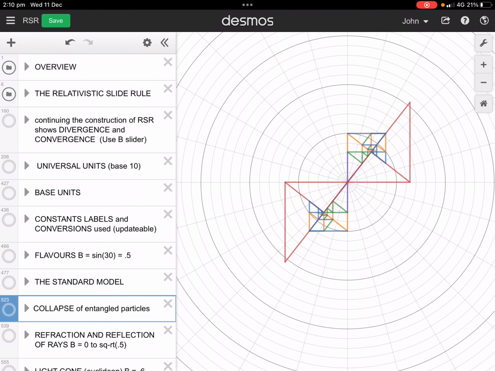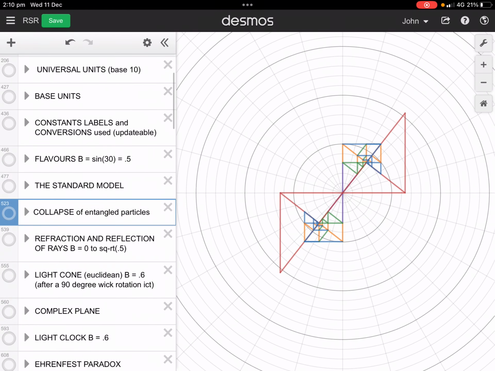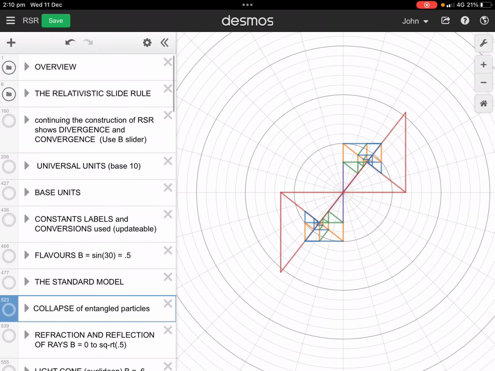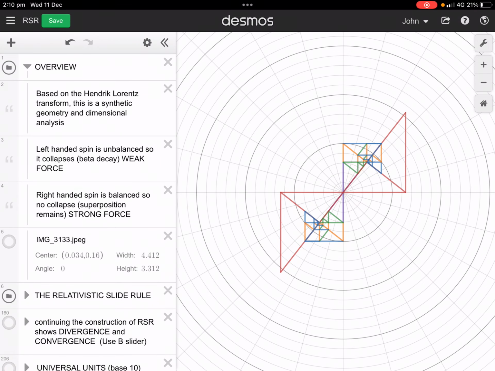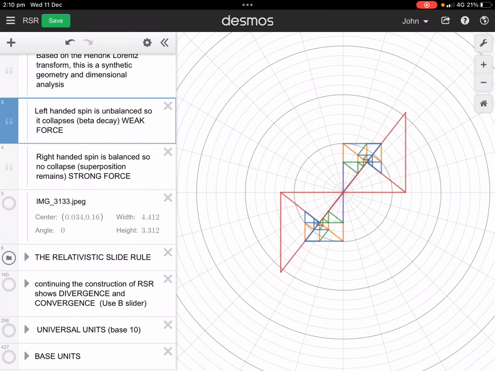This is the relativistic slide rule. I think it's at 0.6 at the moment, and I've included an overview. That's my theory to do with the left-handed spin is unbalanced, so it collapses into beta decay, which is the weak force, when the right-handed spin is balanced, so there's no collapse, and that's the strong force.